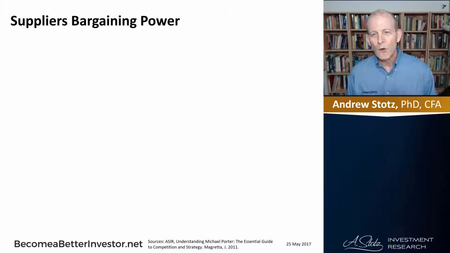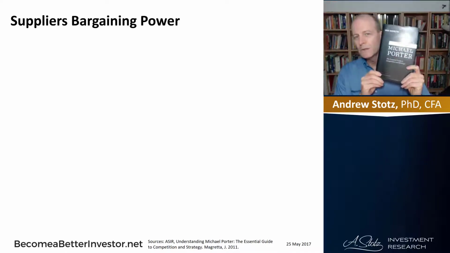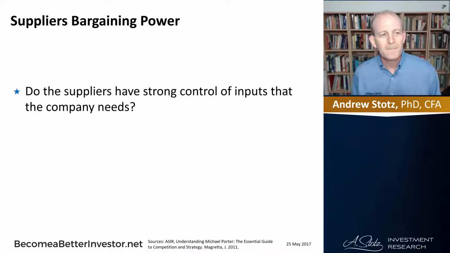So going through what Porter asks and what's also explained in Magretta 2011, which is this book right here, an excellent book to explain Porter's 5 Forces in a simple and easy to use format. Here are some examples of questions I took from those different sources and then tried to hone them down. The first question is, do the suppliers have strong control of inputs that the company needs? The raw materials. Well, if the answer to that is yes, then the industry could be unattractive for the company.